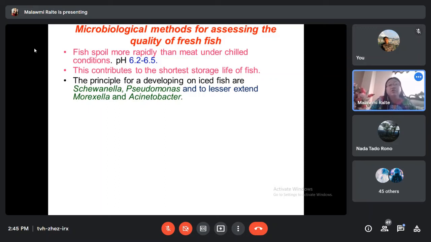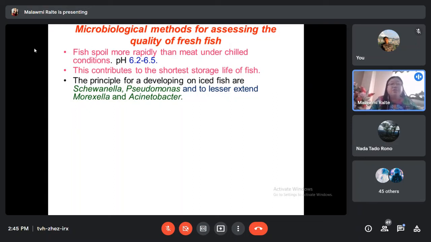So fish, they spoil very fast. If I ask you why fish spoil faster than other meat, the main reason is the pH of the fish, which is 6.2 to 6.5. It may be due to some other bacterial spoilage also, but the main one is the pH of the fish.